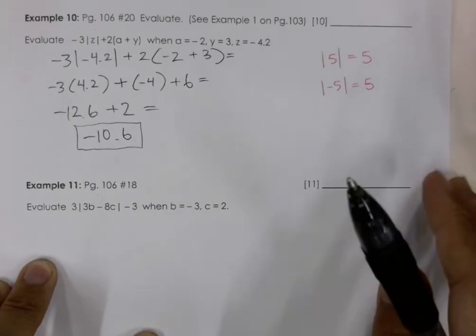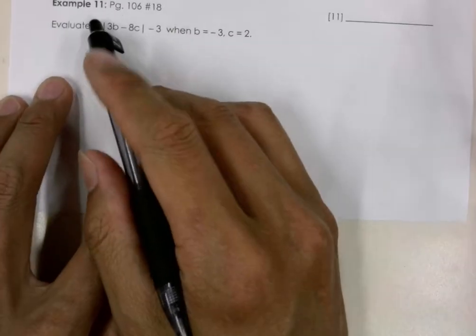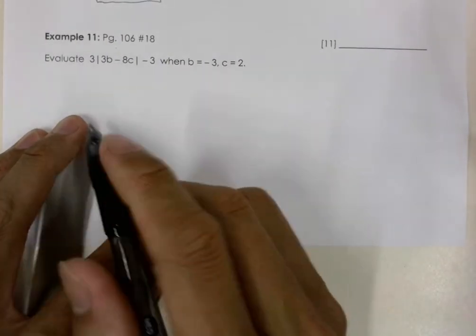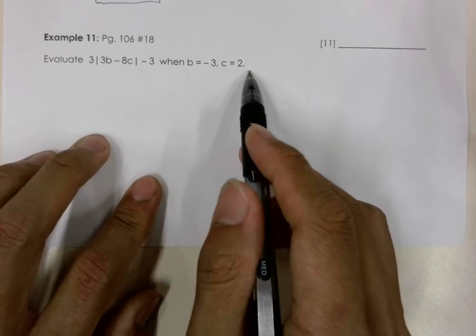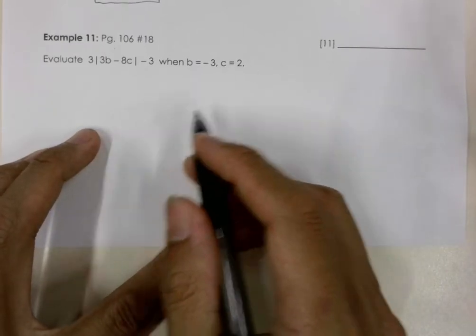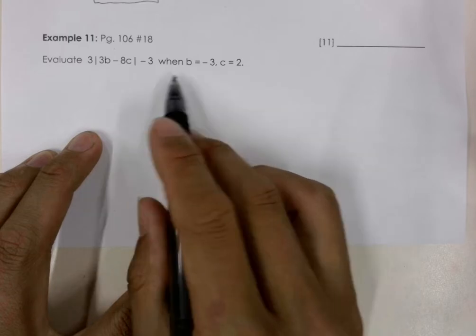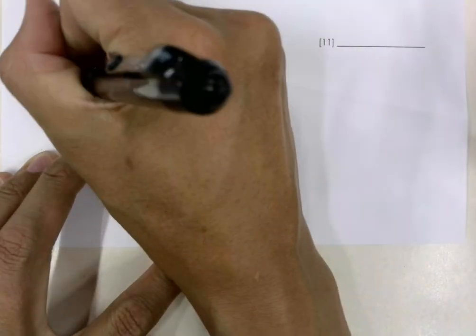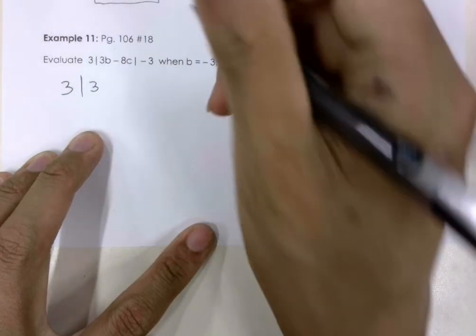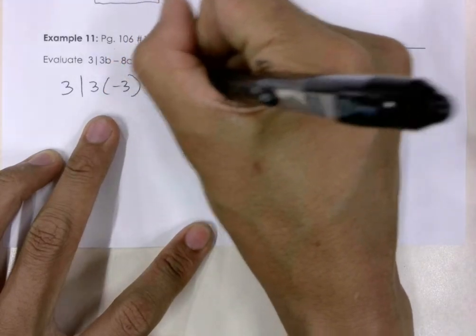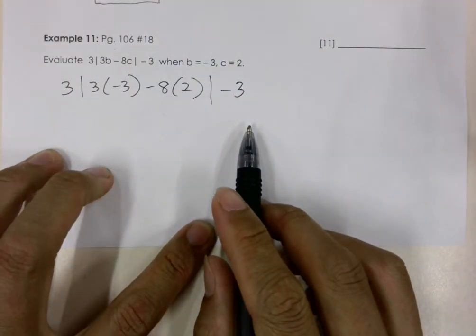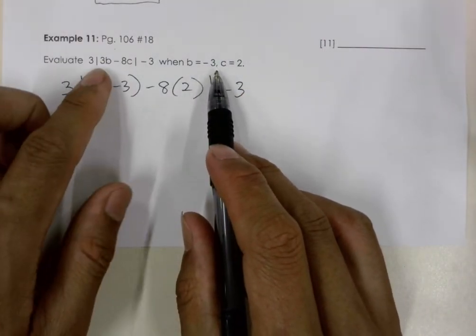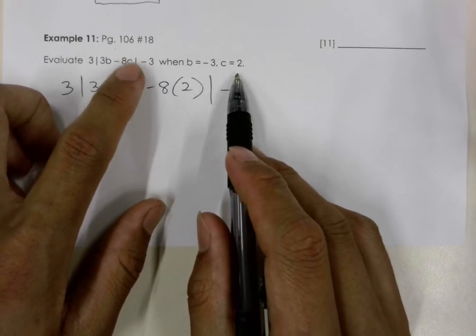Let's go and continue on to example number 11, where we need to evaluate this expression when b is equal to negative 3 and c is equal to 2. So the first step would be to substitute in the values of the variables into the expression. So we'll get 3, absolute value 3 times negative 3 minus 8 times 2, absolute value minus 3. So we substituted in negative 3 for b and positive 2 for c.